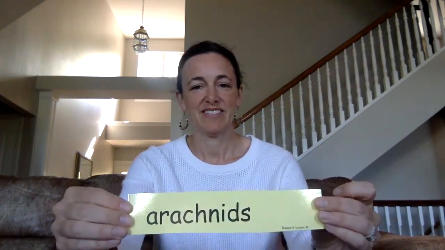Okay, let's see if you can identify the vocabulary word for today's lesson. This word is the name of arthropods that have 2 body segments, 4 pairs of legs, fangs, and no antennae. What is it? It's arachnids.